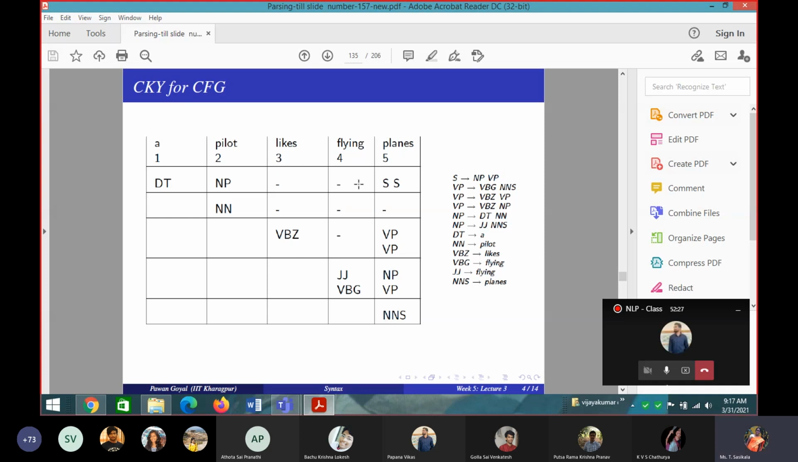Now for this box, can you tell me which one to consider? DT with the dash. No, nothing is there. Next. NP with dash, nothing is there. Next, dash with JJ or dash with VBG. Very good. Nothing is there. So it becomes dash. Similarly for this dash.